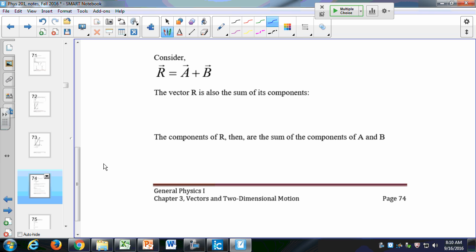So the components of R are going to be the sum of the components of A and B. And I'll draw a picture for this, but let me first just write that out. This is still on page 74. Rx is going to equal the sum AX plus BX, and Ry is going to equal the sum AY plus BY. Let me show you in a picture. I think it'll be more clear. Let's say that I have my two vectors, A and B.